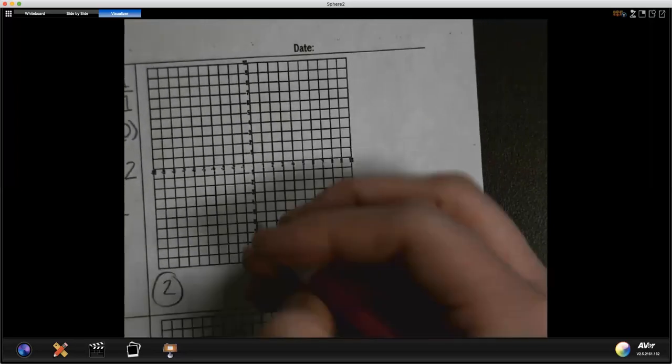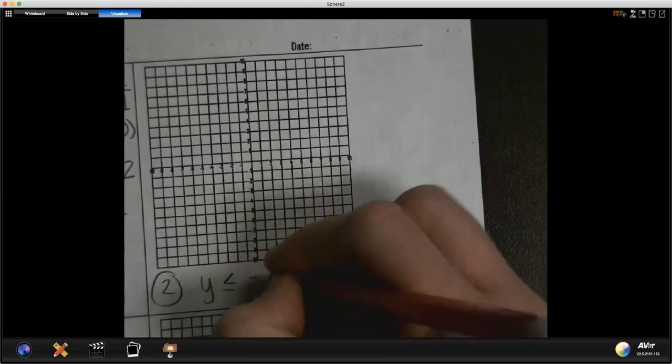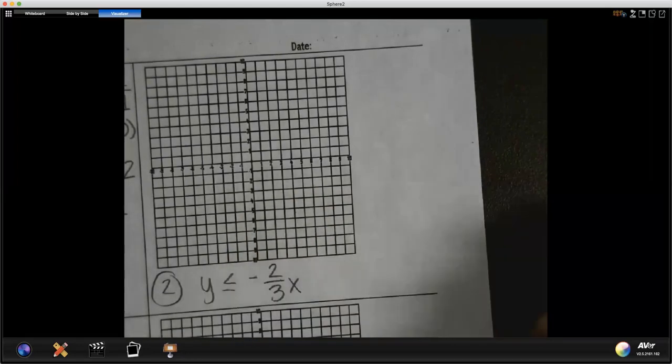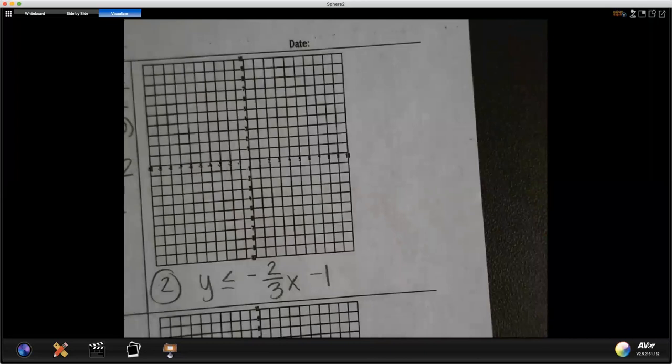Number 2, y is less than or equal to negative 2/3 x minus 1. Y is less than or equal to negative 2/3 x minus 1. Okay, so where's my y-intercept? Where are we starting at? (0, -1), good. And then we have a slope of negative 2/3.